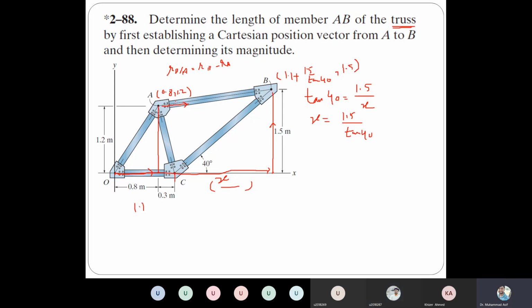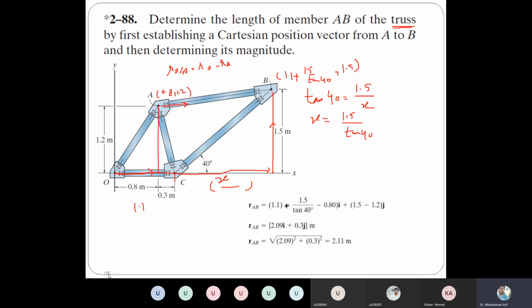So how do we get the position vector R_AB now? B minus A, right? That means this component minus 0.8, and 1.5 minus 1.2. So that will be R_B/A. And how do we get the magnitude? You have to take the square root. That will be the magnitude, and that will give you the length of this member.